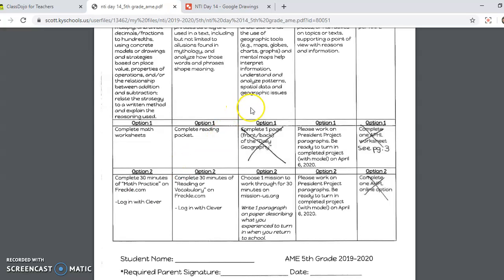For reading and social studies today, you actually have this worksheet that's a reading paper, and a lot of that incorporates what you're doing for social studies because it's a social studies themed text. If you would rather complete the digital option, you can do 30 minutes of reading or vocabulary on Freckle. And please make sure when you're doing that you're truly doing those 30 minutes each day because we have to track that. If you need help, just let us know and we are more than willing to help you.